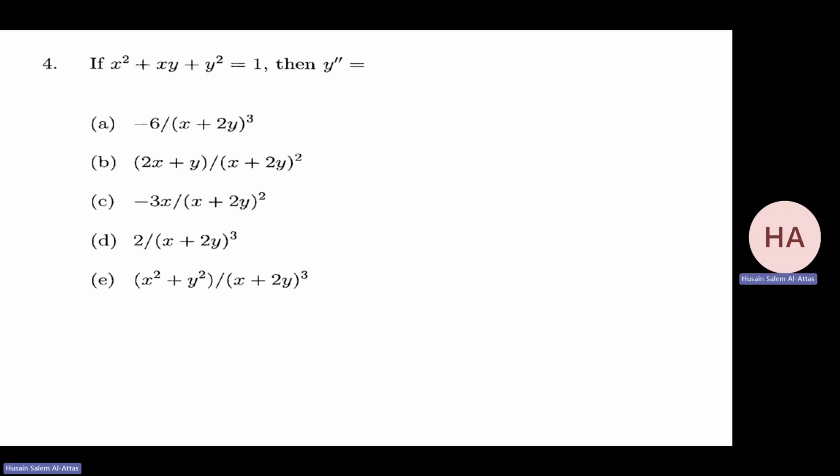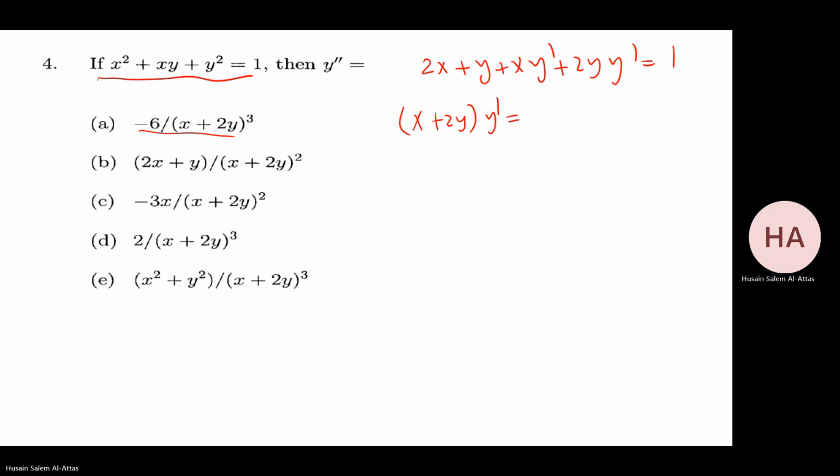You want the second derivative for this? A little bit complicated, but the answer is nice. Okay, let us see what will happen. Okay, that will be what? 2x plus y plus x y prime plus 2y prime equals 1. Okay, so I have x plus 2y prime equals 0. This is the derivative of 1, which is 0. Equal minus 2x minus y. So y prime is minus 2x minus y over x plus 2y.